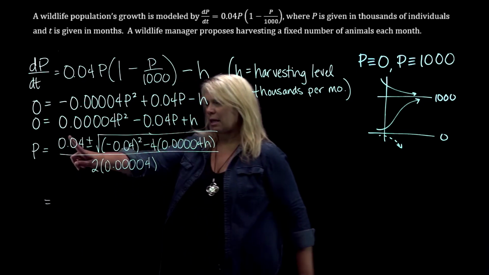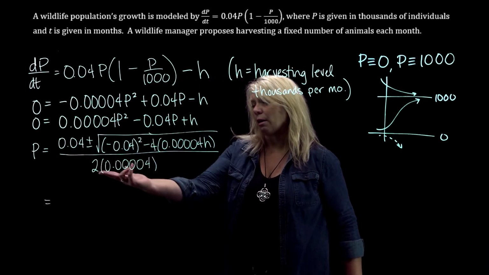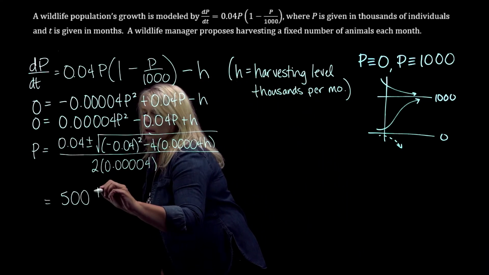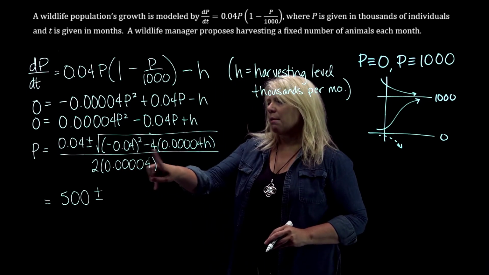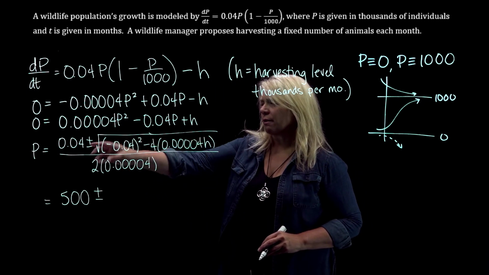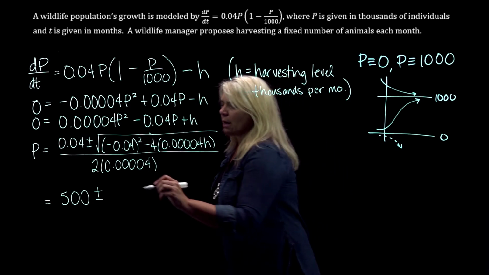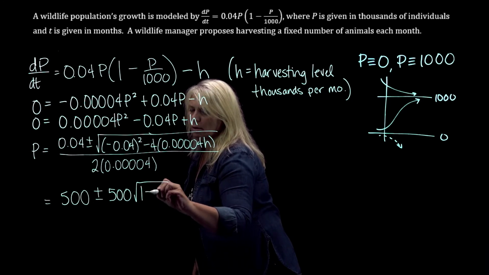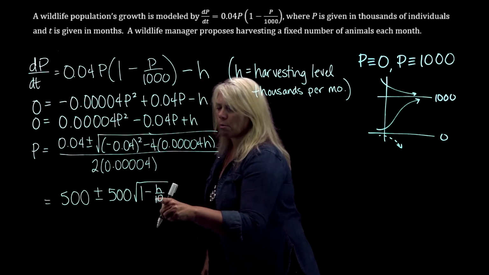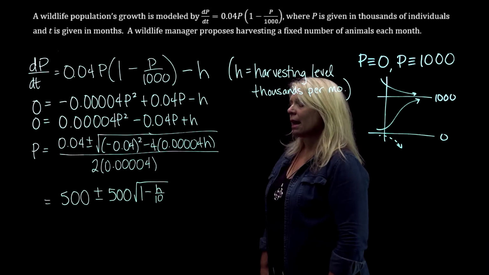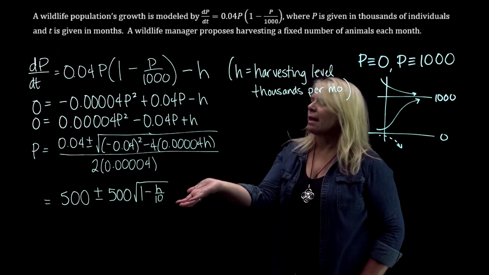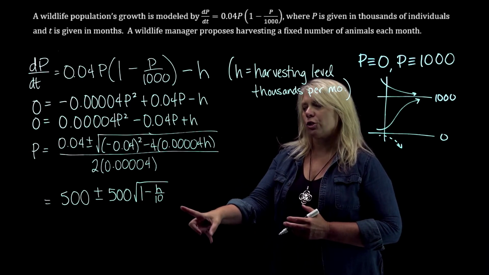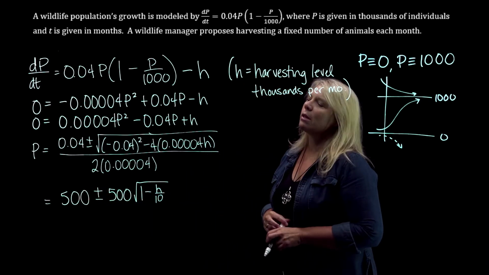When you simplify that, the 0.04 divided by 2 times 0.00004, we'll get 500 plus or minus. And then you've got some common factors here, perfect squares that you can factor out and simplify with this denominator as well. We get 500 times the square root of 1 minus h over 10, or 0.1h, depending on how you want to simplify that. All right, so there's a lot of ways you could simplify this, but the key thing here is that you want to think about how the different values of h change the nature of these equilibrium solutions.